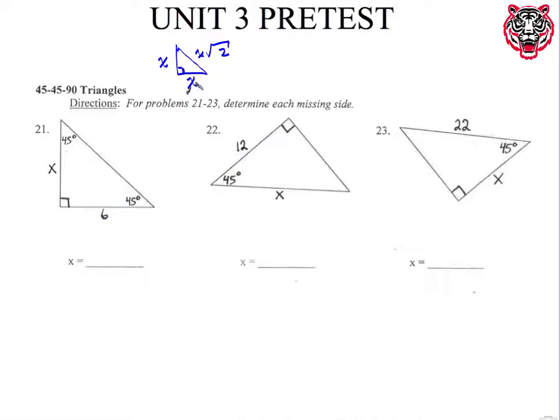So if this is x, then this is also x. This also needs to be 6. If this is 12, I need to multiply by square root of 2. To get from x to x square root of 2, I need to multiply times square root of 2. So this should be 12 square root of 2. So to get to here, multiply by square root of 2.